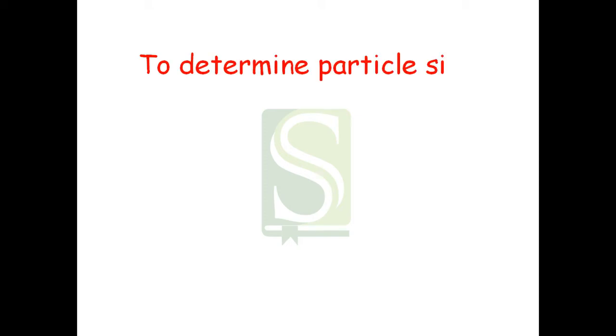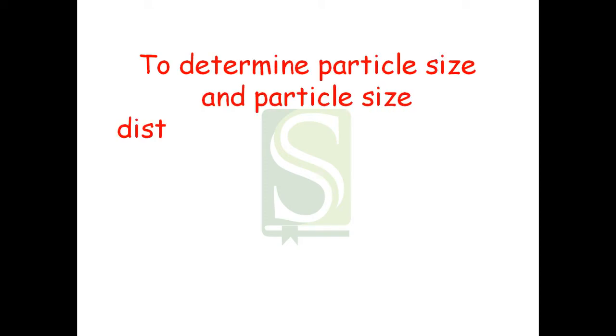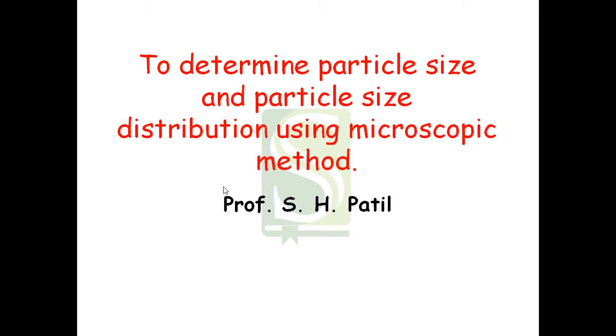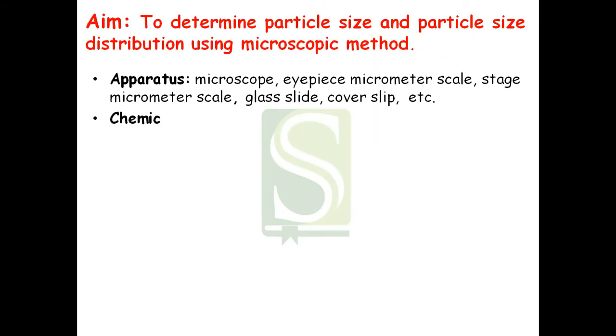Dear students, today we are going to see the performance of the experiment to determine particle size and particle size distribution using the microscopic method. The apparatus we will require for this experiment is a microscope, eyepiece micrometer scale, stage micrometer scale, glass slide, cover slip, etc. And in chemicals we will require any powder sample or diluted suspension.